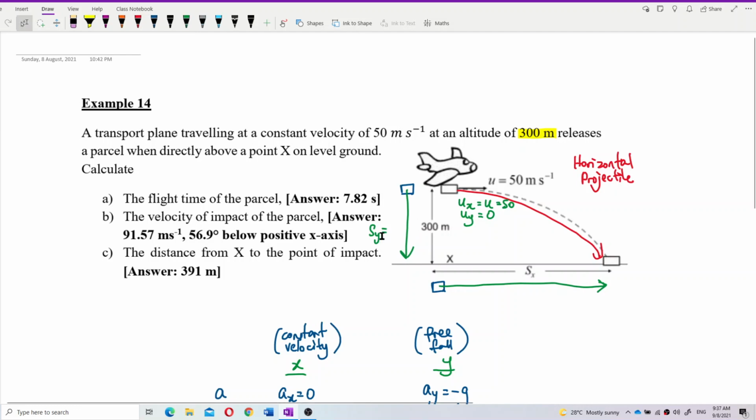So for this sy, we need to put positive or negative. How to know positive or negative? Look at this one. This is the initial, or we call origin, and this is the final. Displacement is the distance between initial and final. So this final is below the origin, so we put a negative sign. So it is negative 300. That's the y displacement.